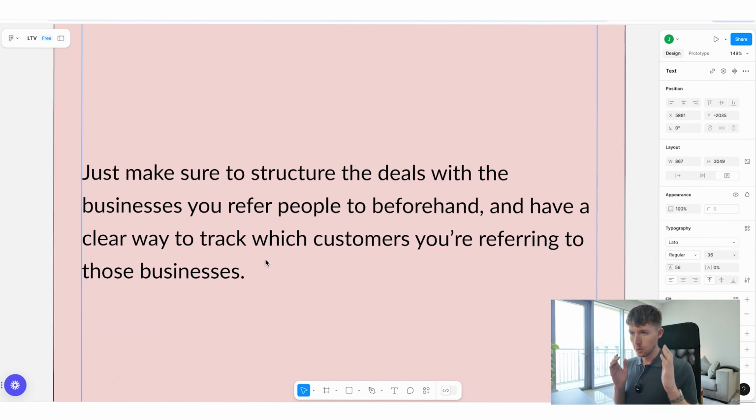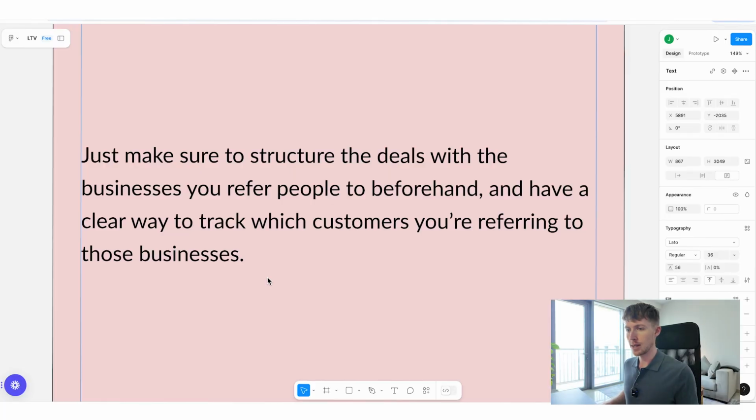Just make sure that you structure the deals with the businesses that you refer people to beforehand, and you have a clear way to track which customers you're referring to those businesses. It could be a discount code, it could just be by the name of the customer, right? Name, email address, whatever identifier of the customer that comes into that business that you're referring them to, that is a way to track that transaction.